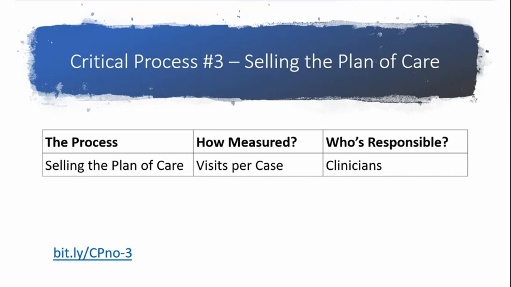The measure of the effectiveness of your plan of care process is visits per case. You will want your visit per case number to match as closely as possible the plans of care as written. Who's responsible? Your clinical staff. Whoever is doing the new patient evaluations is responsible for following and consistently delivering on the process.